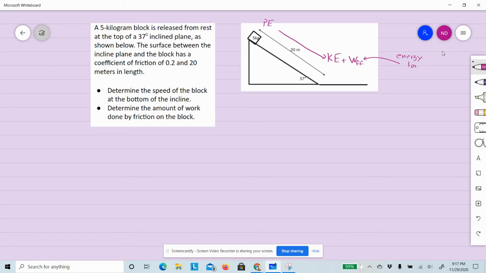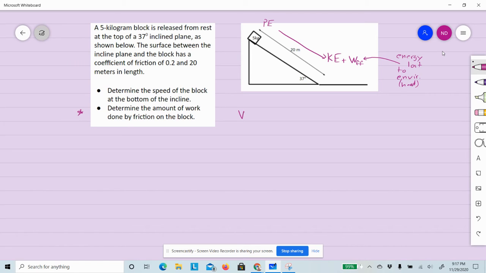Energy lost to environment as heat. That's supposed to say heat. Heat. Okay? Makes sense. We have to figure this out first.